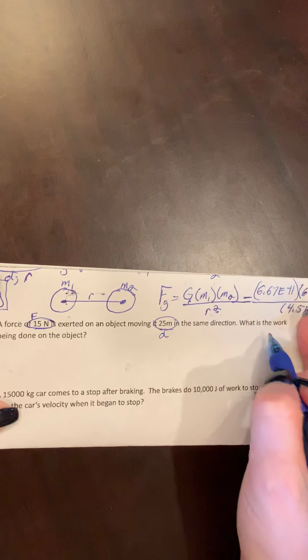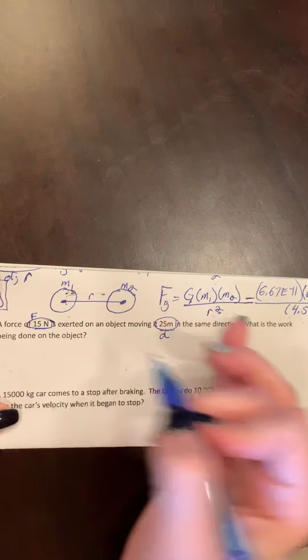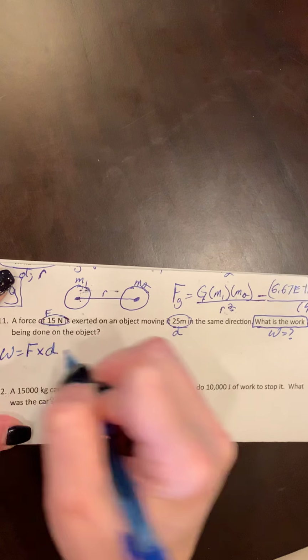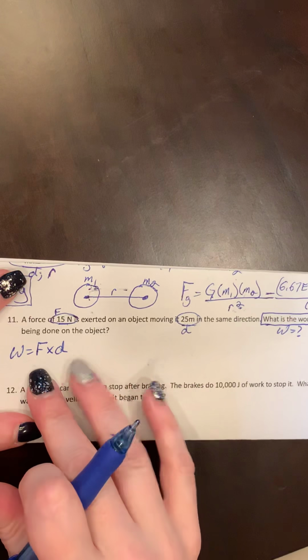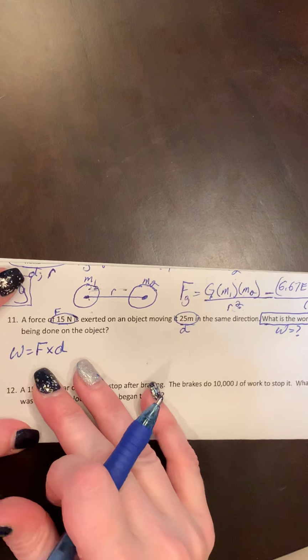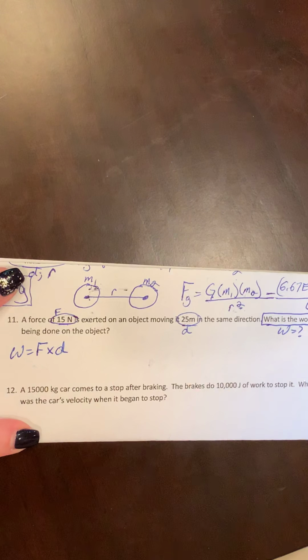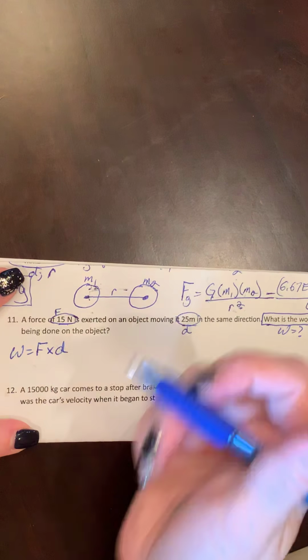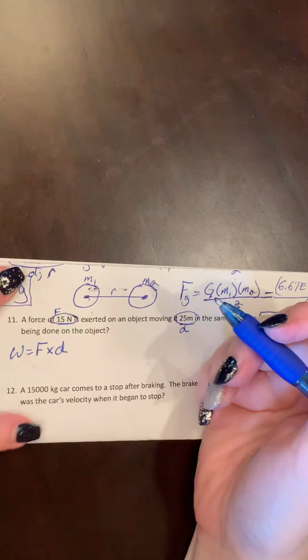All right, so what is the work being done on this object? So there's our question. Work equals question mark. That means we need a formula that has the W in it. So let's write our formula for work. Work is force times distance. And you can look that up on the cheat sheet that I gave you to help you out with formulas, abbreviations, and units. That will be on your desk on the day of the test. So work is force times distance.